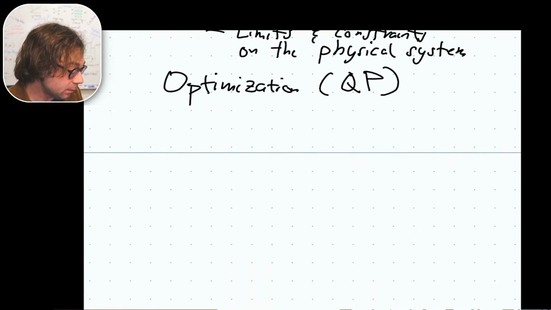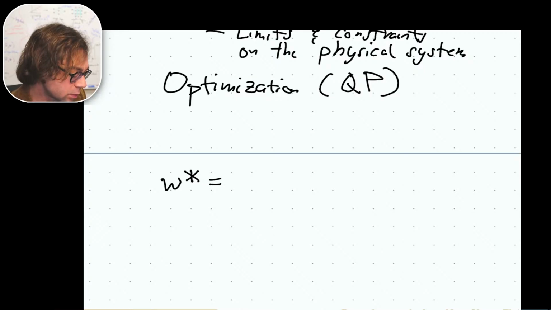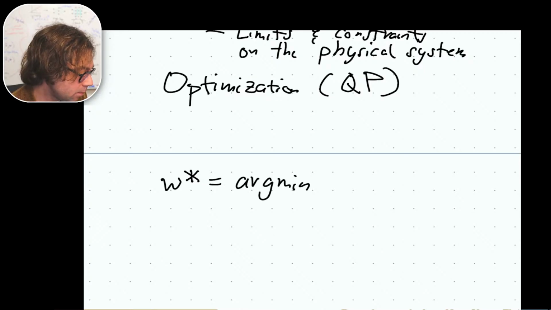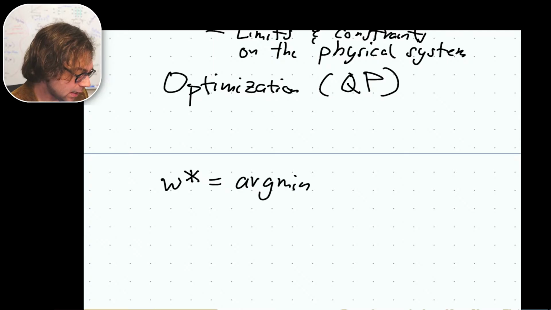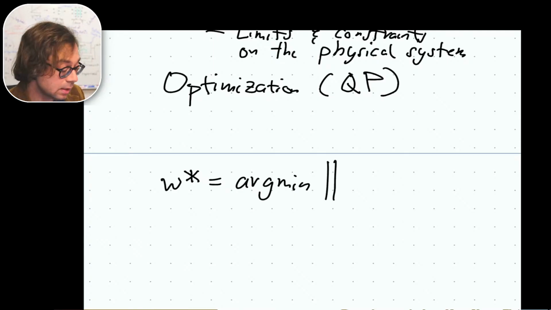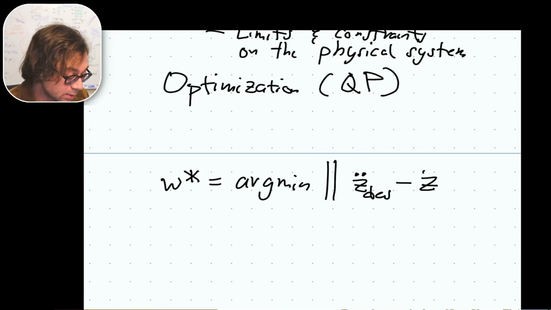And the way that we set this up is we say, hey, we want our optimal decision vector W, the optimal being the star, is equal to the argmin, the minimization. We want the argument, the input that minimizes. What's the best decision? That gives us the difference between our Z double dot desired, Z being our task space, our task space acceleration, what we want, minus what we actually got, which is Z double dot of t, at some moment in time t.